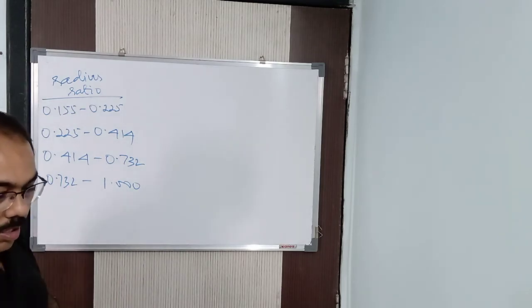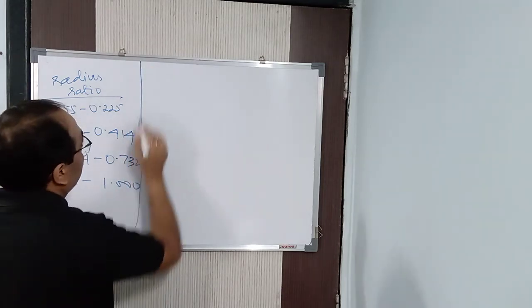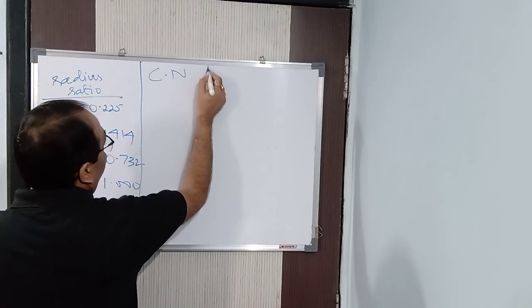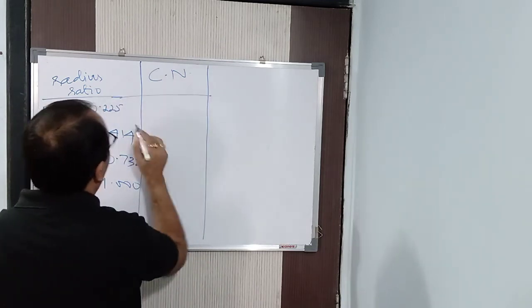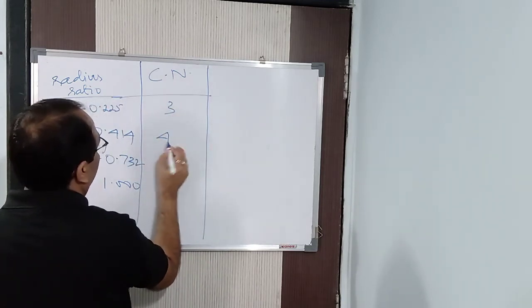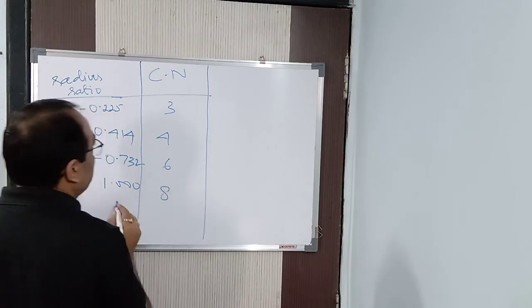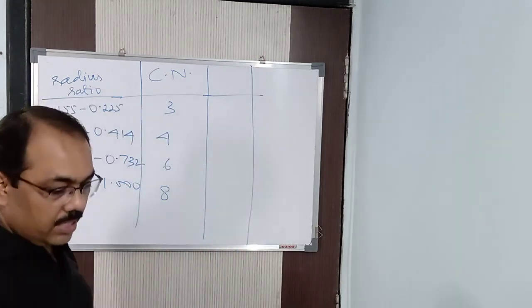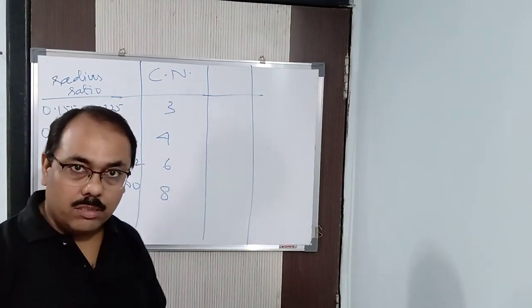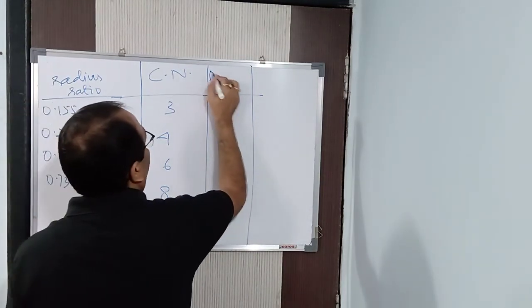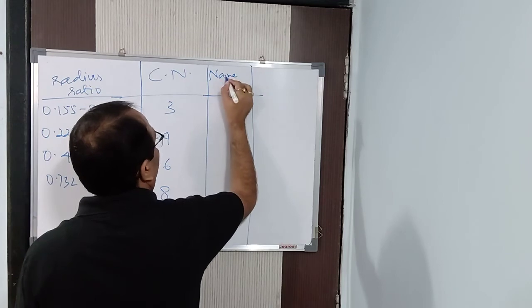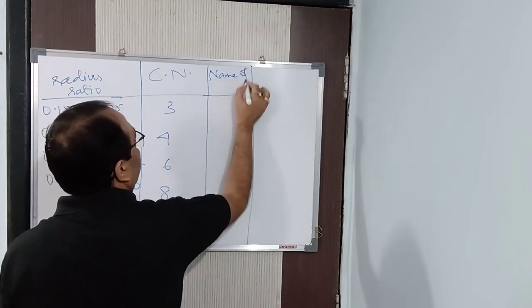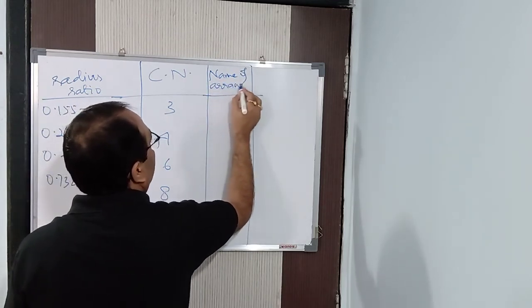Now, another column I will be drawing is the coordination number. You know what the coordination number is? That is the number of nearest neighbors. Correspondingly, the coordination number will be 3, 4, 6, and 8. Now, the name of the arrangement. I have to write the name of the arrangement, which means the geometry, so to say.